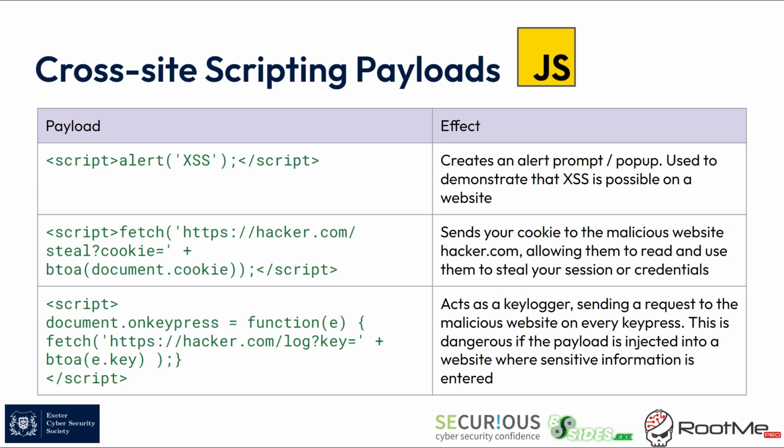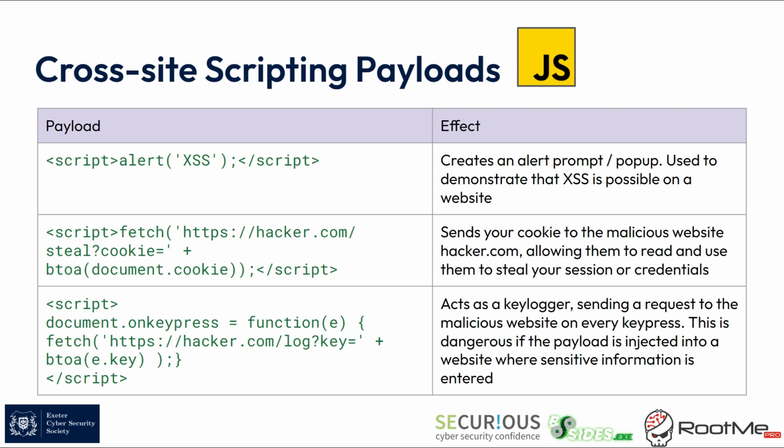So if you are a pen tester, for example, and you are checking for web vulnerabilities, usually to show that cross-site scripting was possible on this website, you would use this method. But let's say you were a malicious attacker, the kind of payloads that you might use are the second and third one. So the second one sends your cookie to a malicious website, hacker.com, and allows them to read and steal your session or credentials.